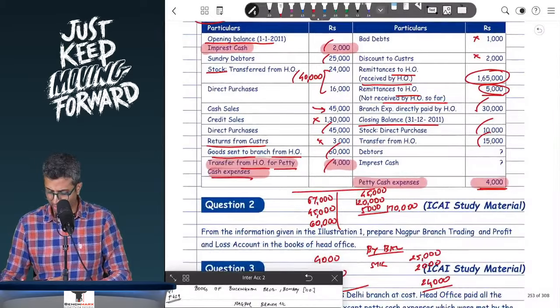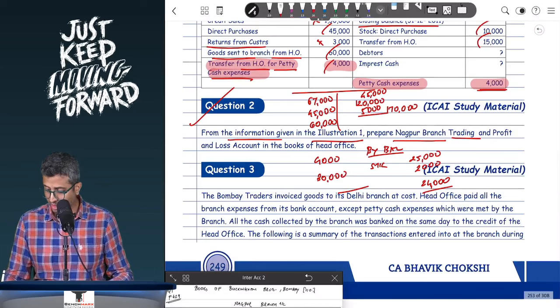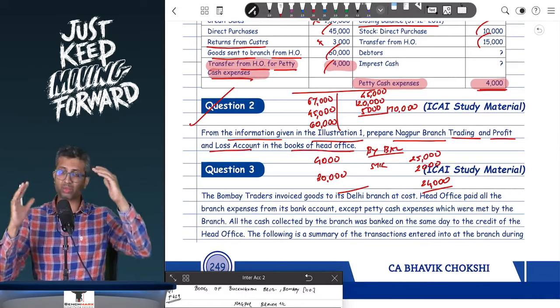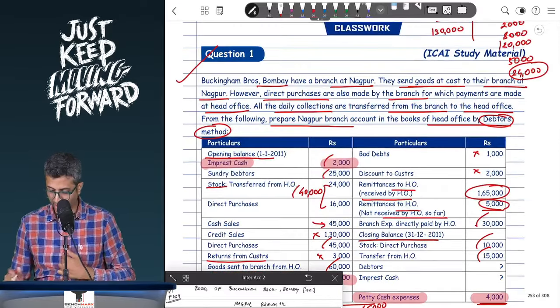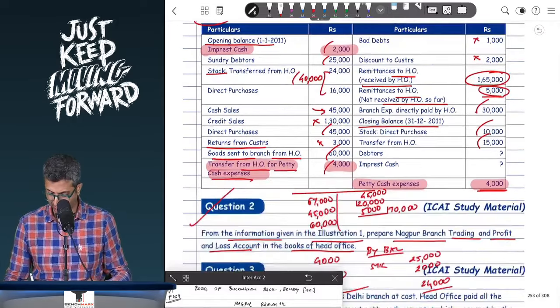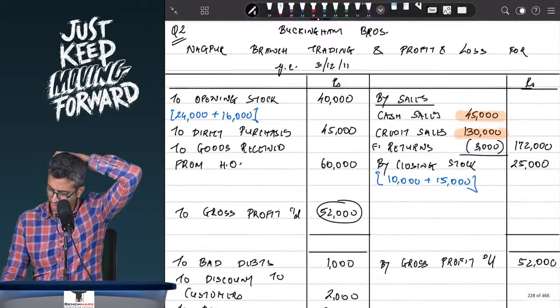Next you go to question number 2. From the information given in question number 1, prepare the Nagpur branch trading and the profit and loss account in the books of the head office. So over here what you will do is, now you are preparing for the Nagpur branch the entire profit and loss. So over here in your opening you will have the opening stock. Now debtors etc. is not there, but the opening stock, I believe if I were to prepare, your opening stock is around 40,000. Let me just review if I have this handy. So over here your opening stock will be 40,000.